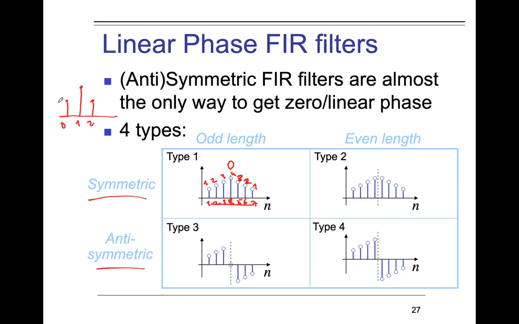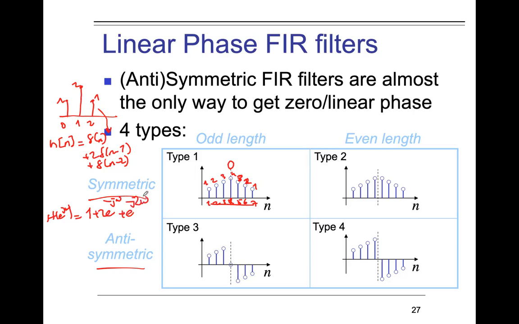Let me write h of n: delta n plus 2 delta n minus 1 plus delta n minus 2. What is H of e to the j omega? It is 1 plus 2 e to the power minus j omega plus e to the power minus j 2 omega.